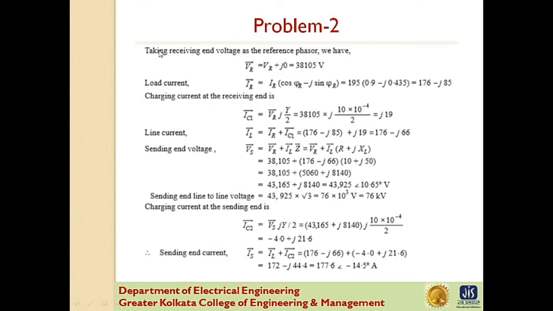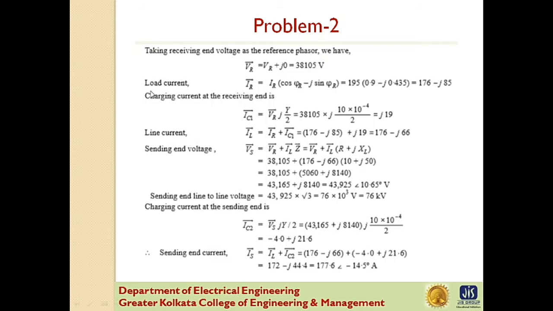Now taking receiving end voltage as a reference axis, reference phasor, the VR is equal to VR plus J0. Now put the value of VR, that is 38,105 volt. Now load current IR is equal to IR cos phi r minus J sin phi r. Now put the value of IR cos phi r and sin phi r. The final value of IR is 176 minus J85.